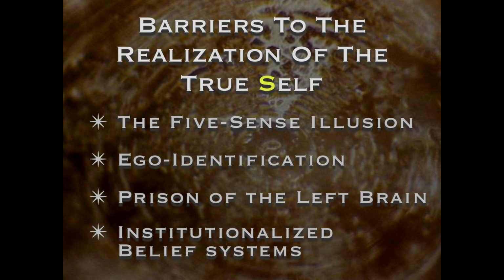So the barriers to the realization of the true self, I list them as 4 main barriers. These are walls that we erect ourselves around our own consciousness, which block us from our true potential. These are the 5 sense illusion. That's number 1. Number 2, ego identification and ego attachment.